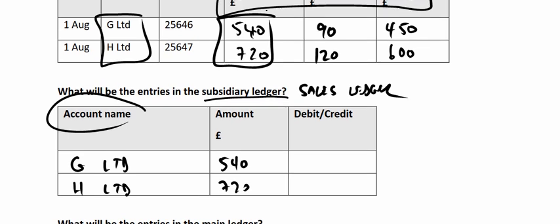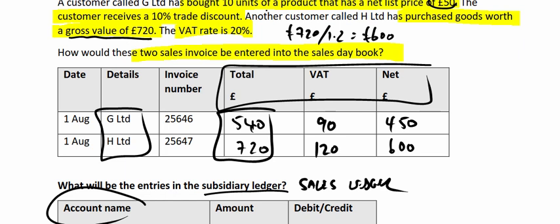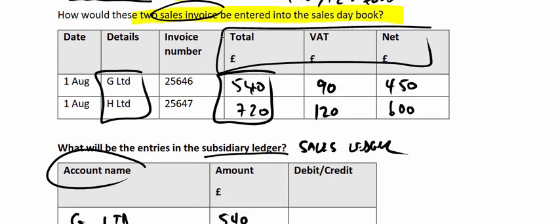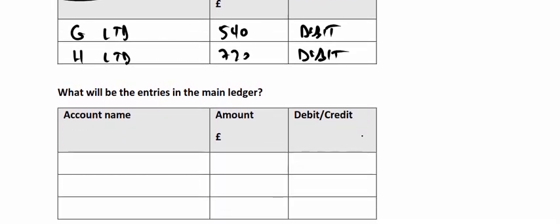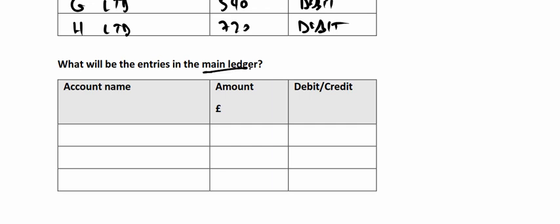And would the entries in the subsidiary sales ledger be a debit or a credit? Well, these are sales invoices sent to credit customers. That increases the amount they owe us, and that increases therefore an asset of the business, and assets are shown with debits. So I think in both cases we're going to debit the sales ledger account of the individual customer with the full gross value of the invoice that they now owe us. Now that's the subsidiary ledger. We're then asked what the entries in the main ledger will be, or sometimes described as the nominal ledger.